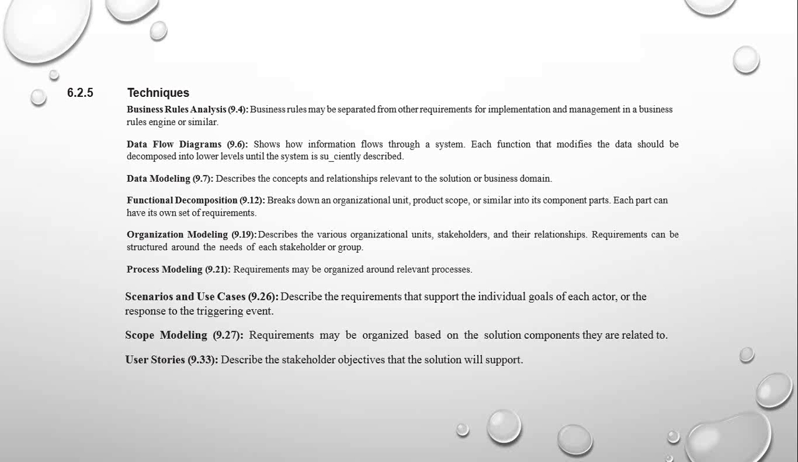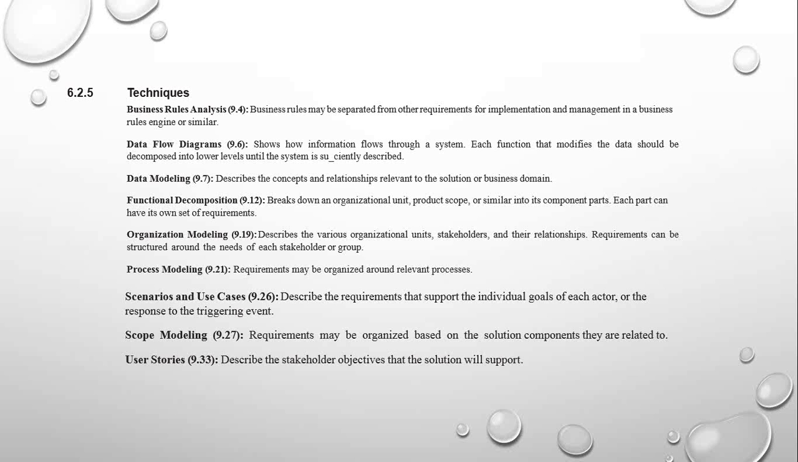Let's say you have to just simply think about a login page. So the user needs a login page, that is a requirement. How you are going to implement that, that is the implementation side of it. Which means that whenever you have a requirement, you need to understand the technical side of it and you are going to work according to it to define and achieve that requirement. The business rule may be separated from other requirements for implementation and management in a business rule engine or similar. That's what the business rule analysis is all about.